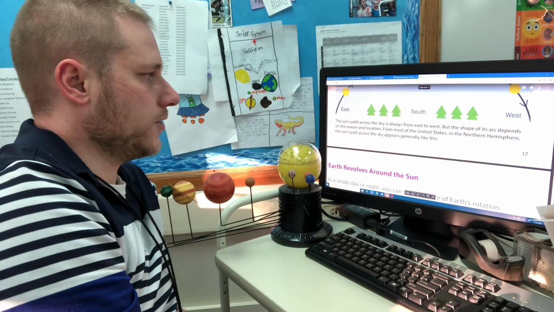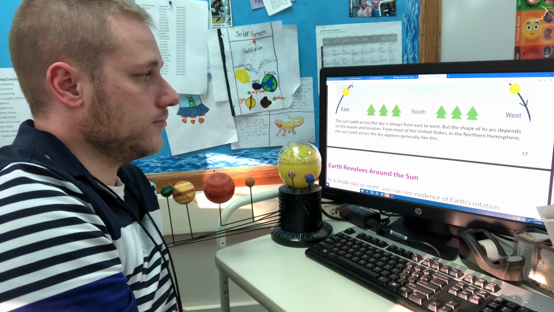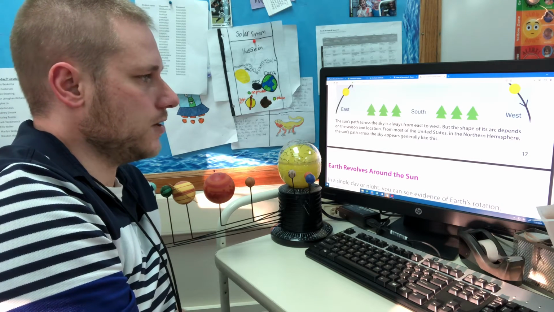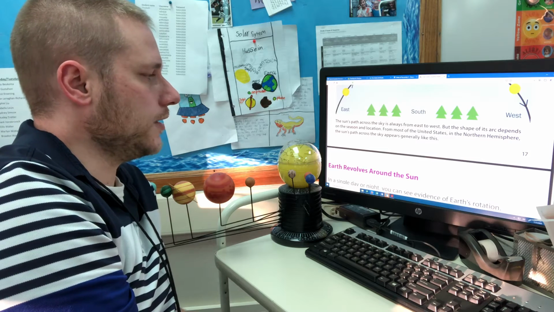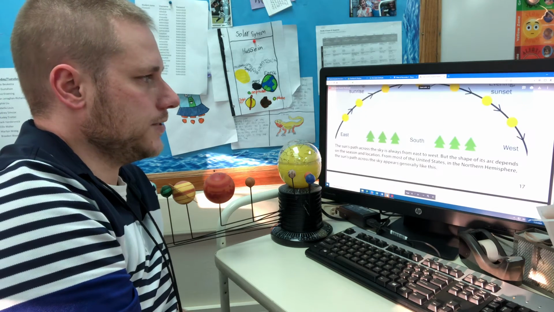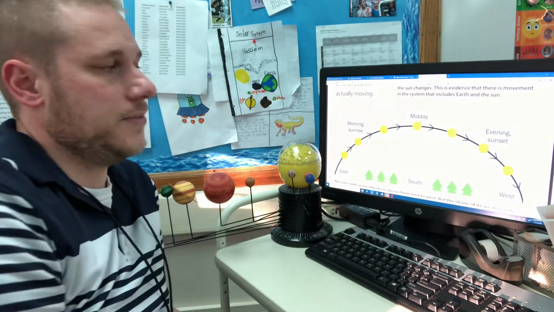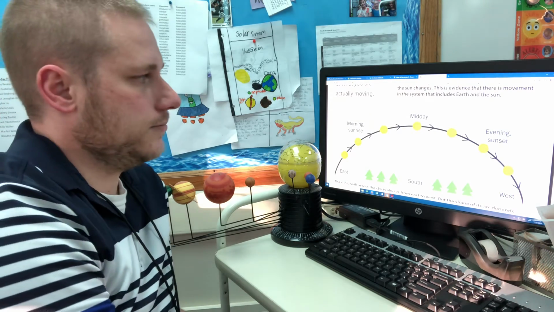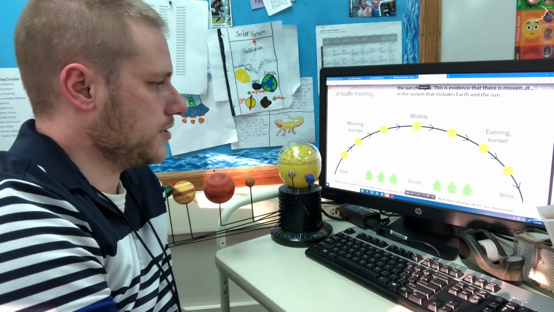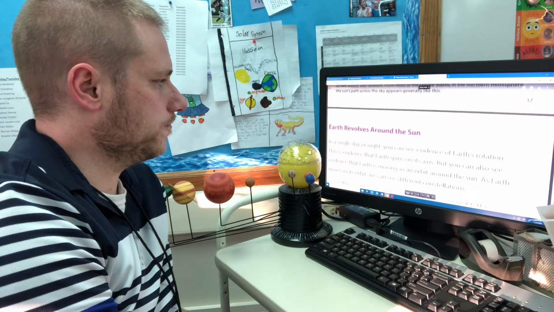The sun's path across the sky is always from east to west, but the shape of its arc depends on the season and the location. And as you know, based on the season it is, the month that it is, the sun sets anytime between 4:30 and 9 o'clock, just based on when it is.